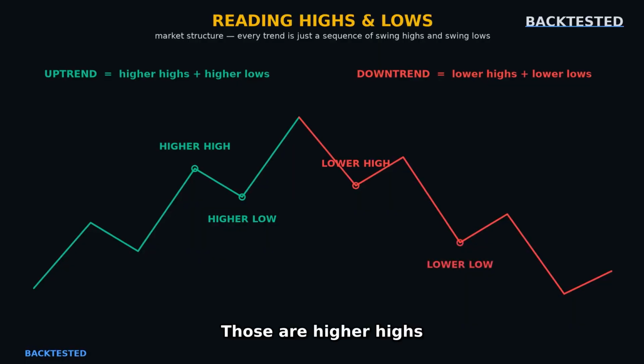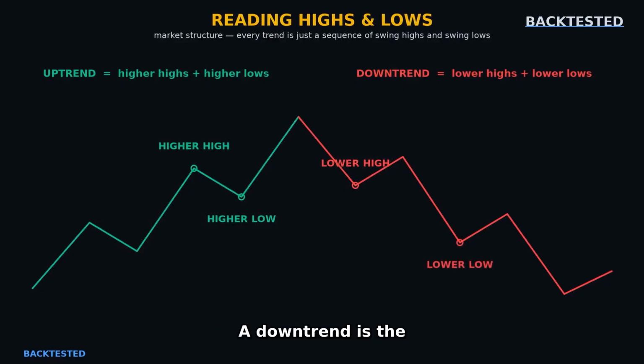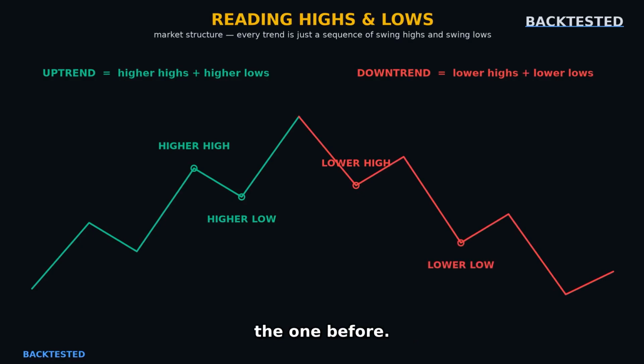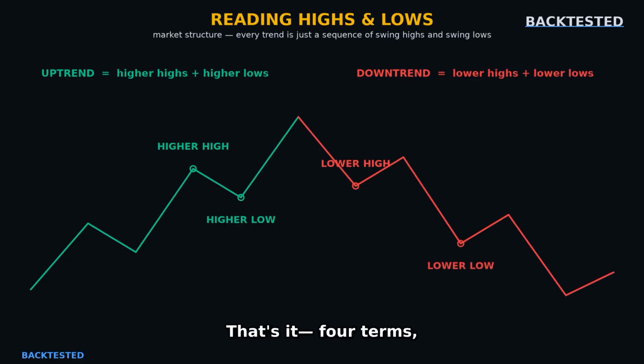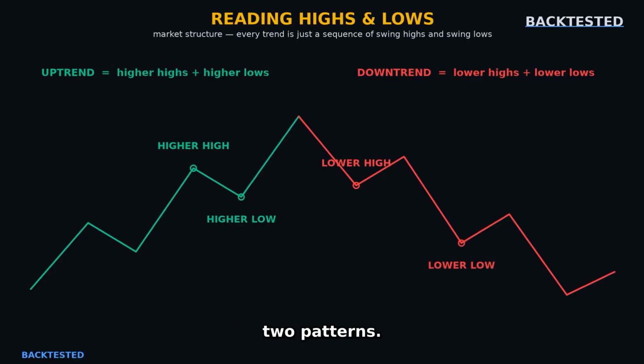Those are higher highs and higher lows, the fingerprint of an uptrend. A downtrend is the exact mirror image. Each peak fails to reach the previous one, and each dip drops below the one before. Lower highs and lower lows. That's it. 4 terms, 2 patterns.